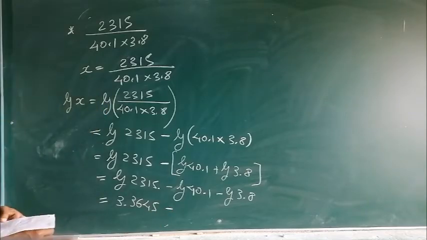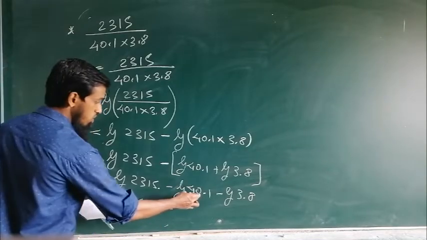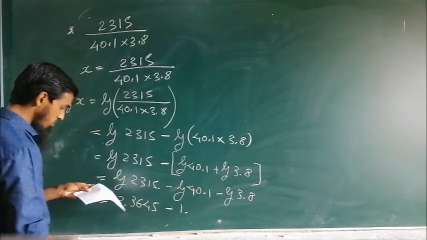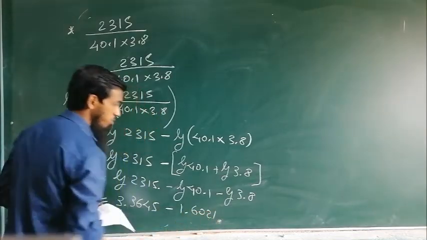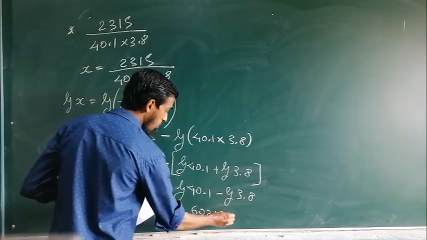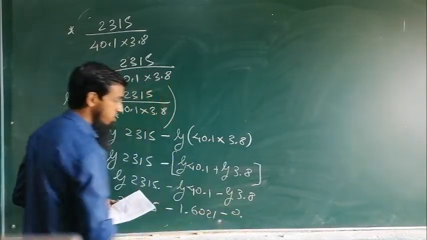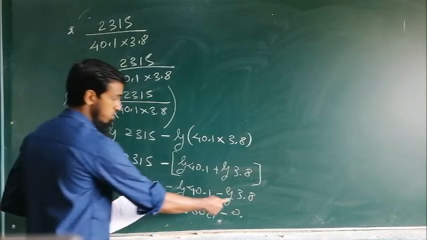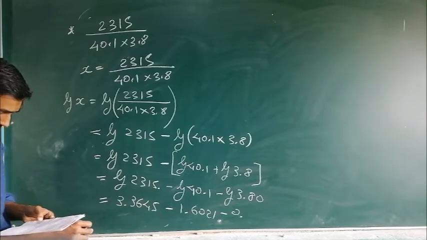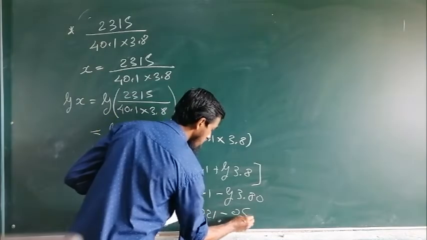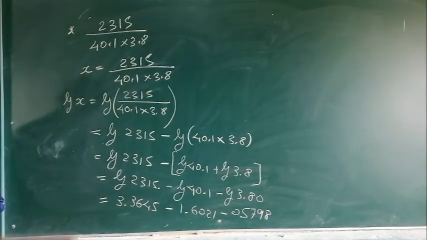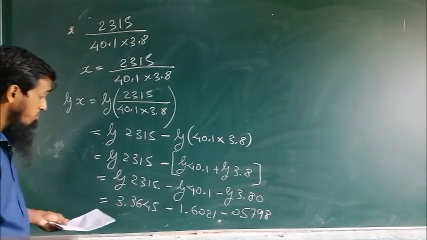Minus 41. So we have 2 digits, so 1 point. So 40th row, first column, we have 6021. Then 3.8. Before the decimal we have 1 digit. So 1 minus 1, 0 point. So 380. So 38, we can add a 0 there. So 380, we have 5798. So the other step is also finished.